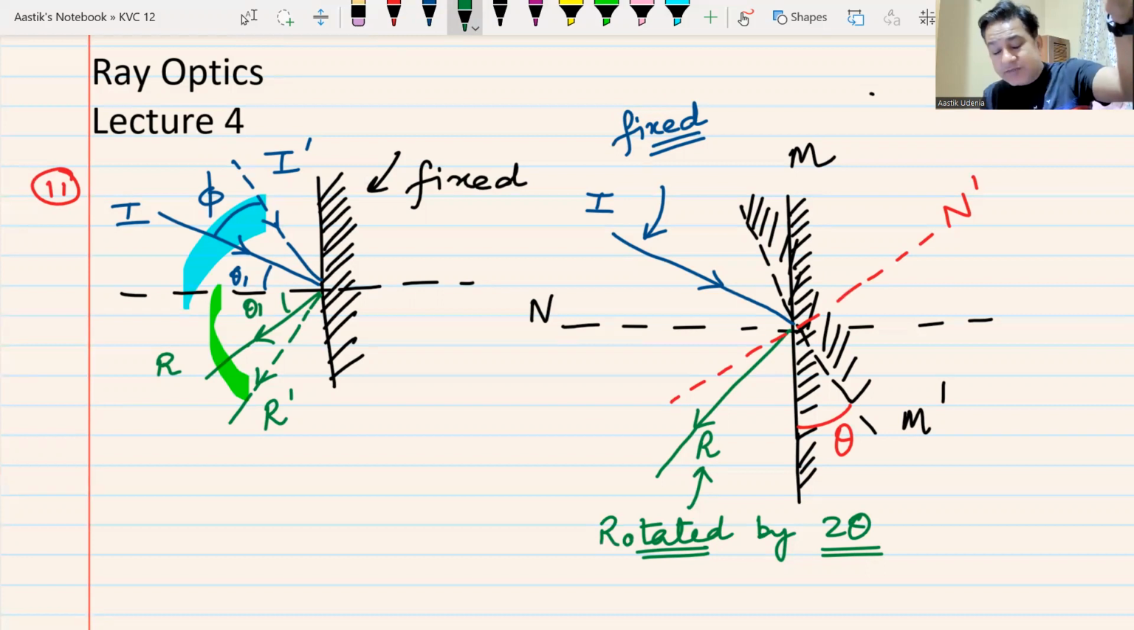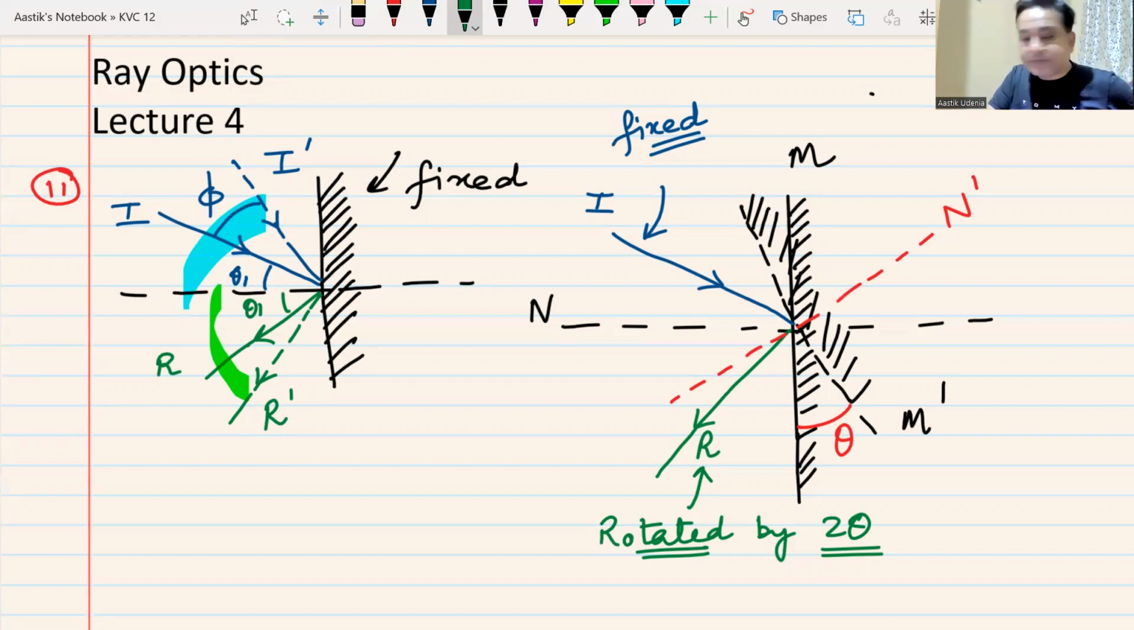So if you turn the mirror by angle theta, the reflected ray will also turn, so the net angle will become 2 theta. In that case, if you keep the incident ray fixed but rotate the mirror by an angle theta, what is going to happen, my dear friends, is that we are going to get a reflected ray which is rotated by 2 theta. Do we understand this, my dear friends? Yes or no?